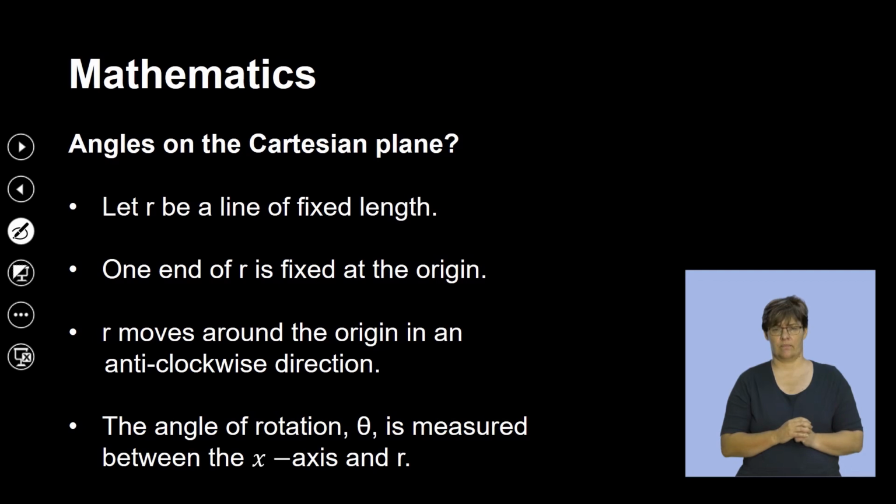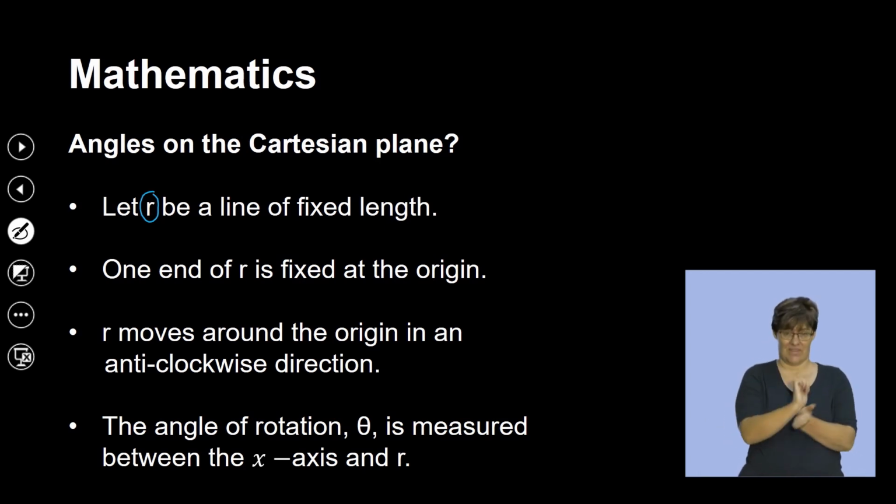Now, if we are trying to find angles and link the ratios to this particular Cartesian plane, let R be a line of a fixed length. R would then be the radius in this instance, because we're going to draw a circle around there. One end of R is fixed at the origin, so it starts from the point of intersection of the axes, and then it moves around the origin in an anti-clockwise direction.